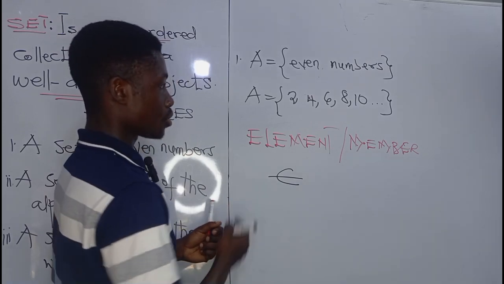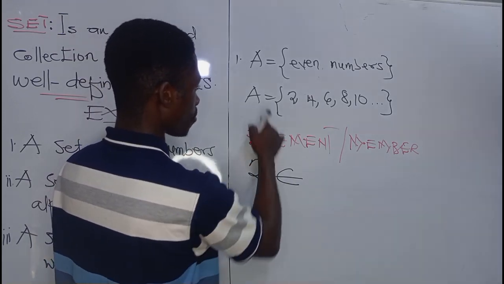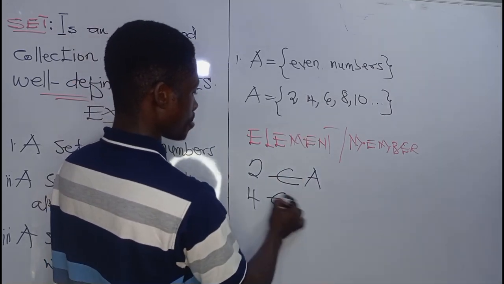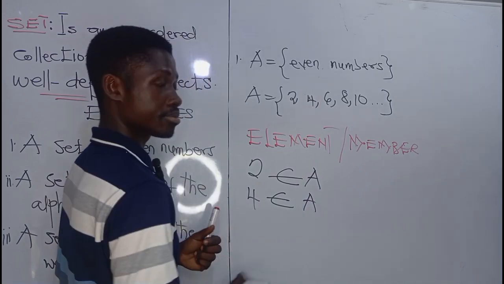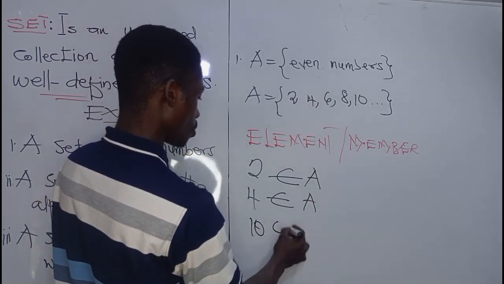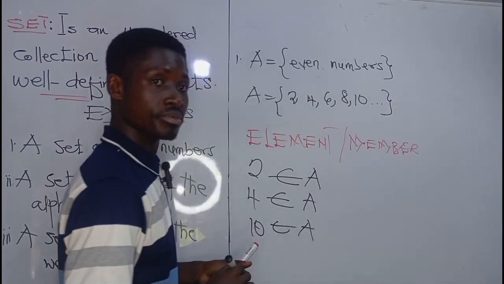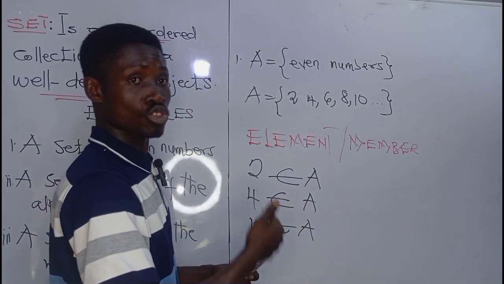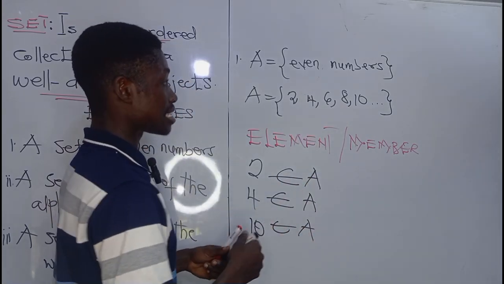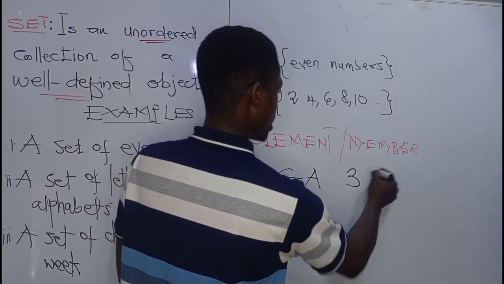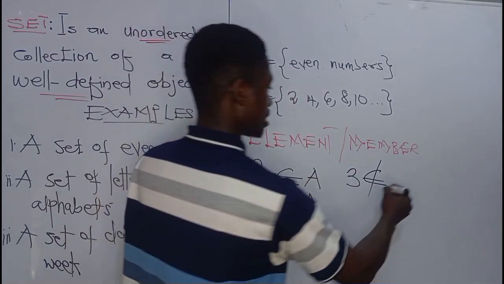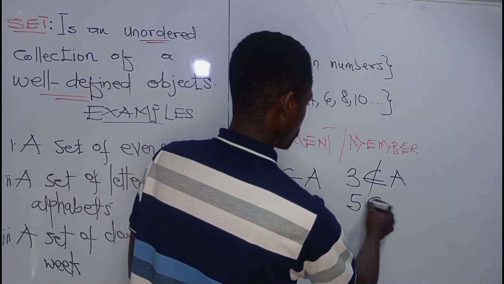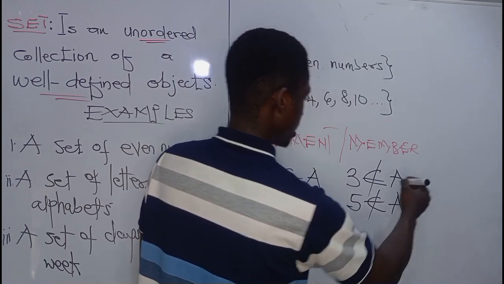this. So you can see that 2 is a member of what? Set A. We can also see that 4 is also a member of what? Set A. 10 is also a member of what? Set A. Now, whereas an element is not a member of that set, it can also be written symbolically. So we can see that 3 is not a member of what? Set A. We can also see that 5 is not a member of set A.